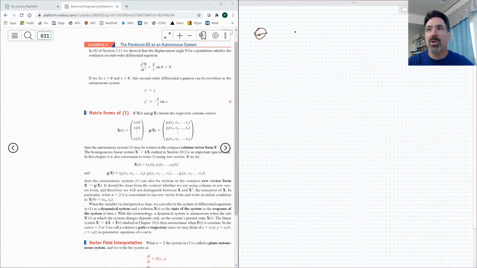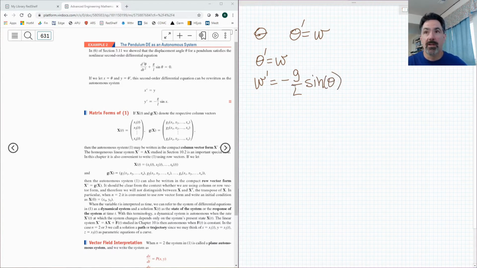And then the question is, what is theta prime? Theta is an angle, and the rate of change of angle is most generally referred to using the Greek letter omega. So this is how I would set this up. And then the system of differential equations becomes theta prime equals omega, and the second equation is omega prime equals, and now we have to solve the equation for omega prime, which is minus g over L sine theta.